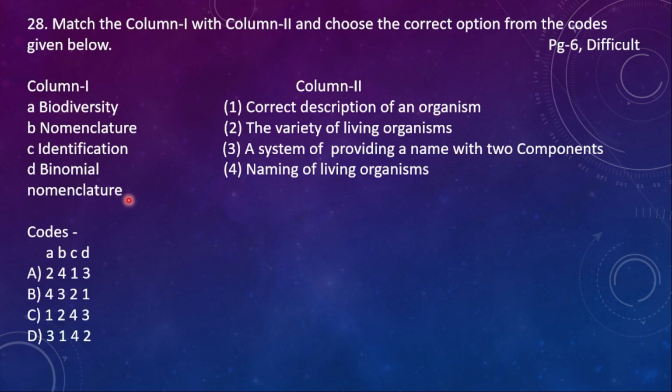28th question. Match the following. Column 1: biodiversity, nomenclature, identification, binomial nomenclature. Here, if you know any one or two, you will get the right answer. So here, biodiversity is the variety of living organisms. So A is 2. Nomenclature is naming of the living organisms. B is 4. A is 2. So the correct option will be A only.